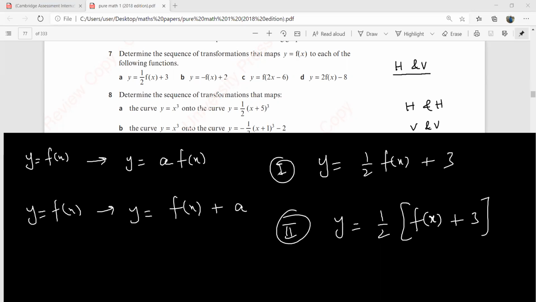Therefore, in this first example, one of you please keep the answers page open. In this first example, we are stretching first and then we are translating. Please confirm this from the answers. We are stretching first vertically with the scale factor half, and then we are translating vertically with the matrix 0, 3. Okay, there is a vertical stretch.